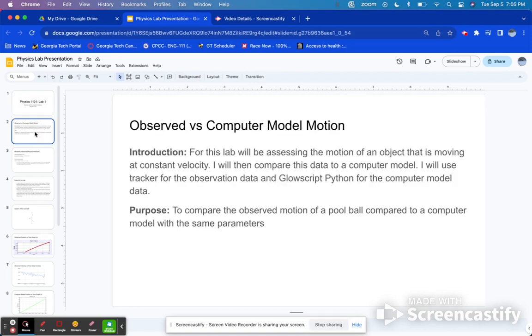For this lab, I will be assessing the motion of an object that is moving at constant velocity. I will then compare this data to a computer model. I'll use Tracker for the observational data and GlowScript Python for the computer model data. My purpose is to compare the observed motion of a pool ball to a computer model with the same parameters.